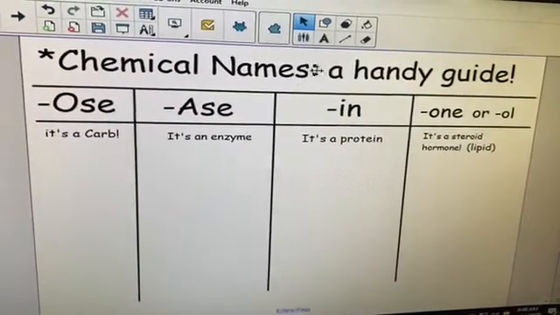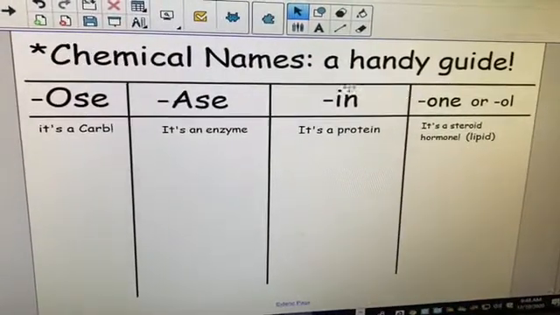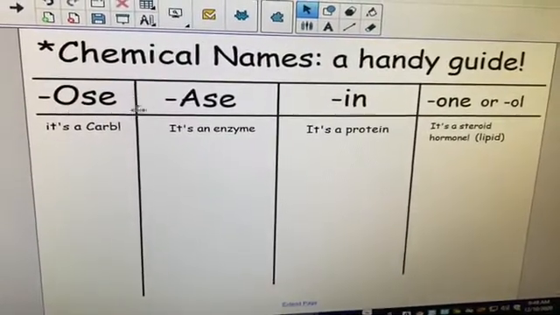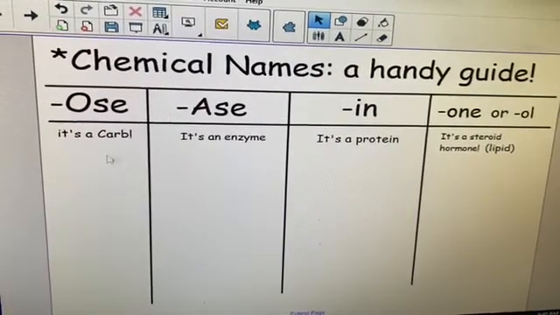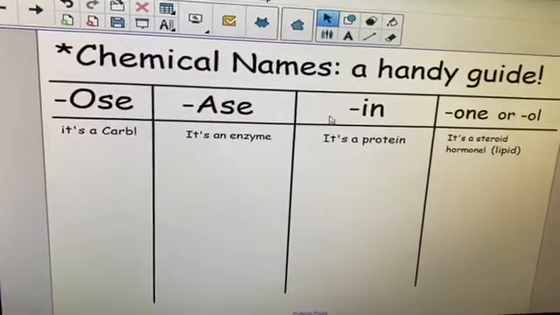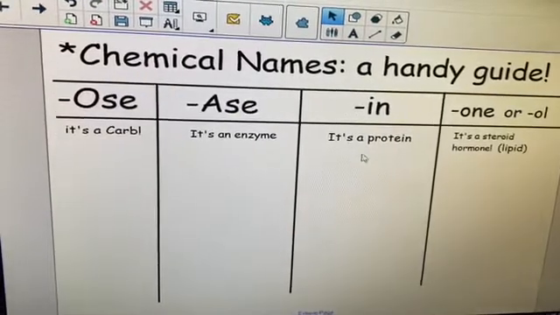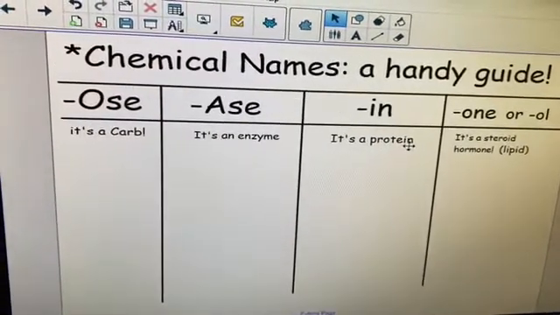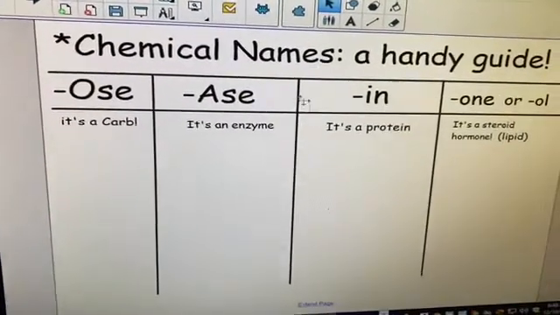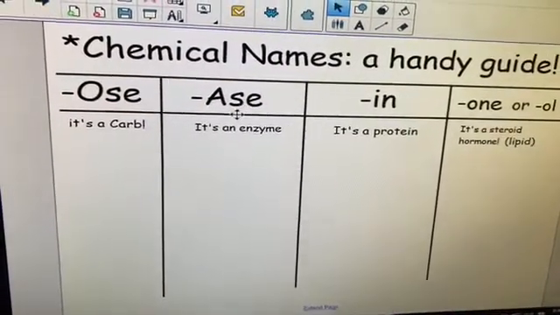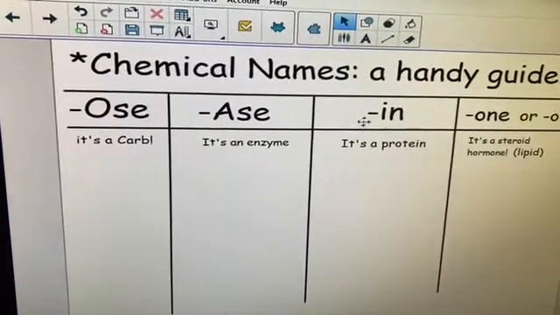Food chemicals, or I guess we call them life chemicals. There's a couple of patterns we notice. If it ends in O-S-E, ose, it's some kind of carbohydrate. If it ends in I-N, it's a protein. In fact, I always remember protein also ends in in, so in protein. If it ends in ase, it's an enzyme, which is technically a protein, but it's a protein that runs a chemical reaction. The in proteins are proteins that are usually structural.